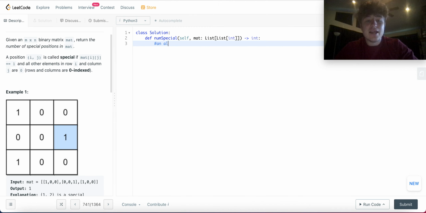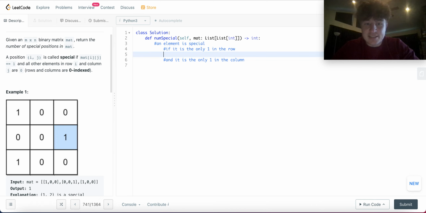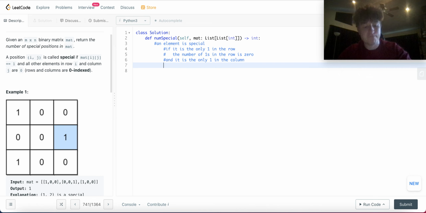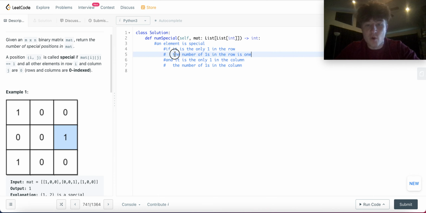Okay, so an element is special if it is the only one in the row and it is the only one in the column. Another way of stating this is, if it's the only one in the row, the number of ones in the row is one, right? Sometimes these problems just come down to how am I going to state this appropriately so it conveys what I'm trying to do and I can write code efficiently that solves the problem, right? And the same thing here, the number of ones in the row is one, it's the element itself. The number of ones in the column is one, it's the element itself.